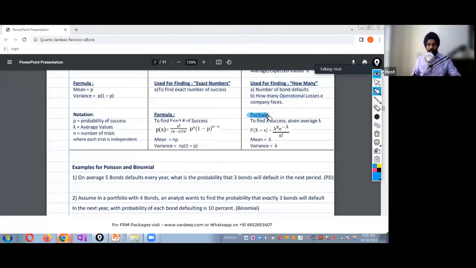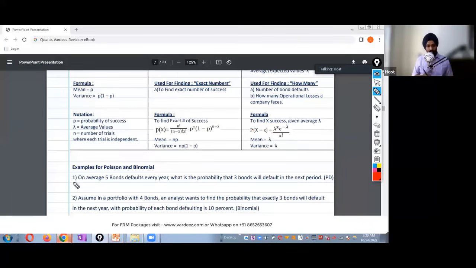Okay, and the formula for the Poisson distribution to find X successes given some average value, you need to remember this particular formula. Lambda, which is the average, raised to the power X, multiplied by e to the power negative lambda, the negative average. X is something that we want to find, divided by X factorial. You use this formula and you get your X successes, whatever you need, using the Poisson distribution.